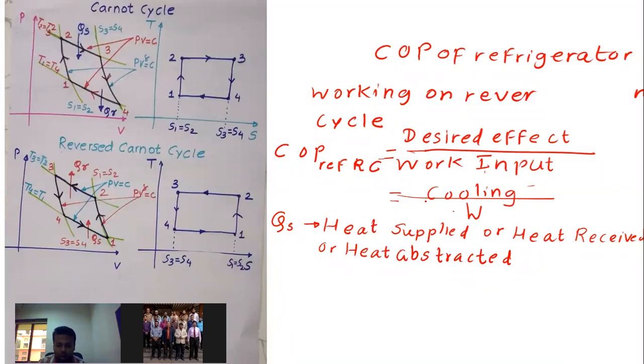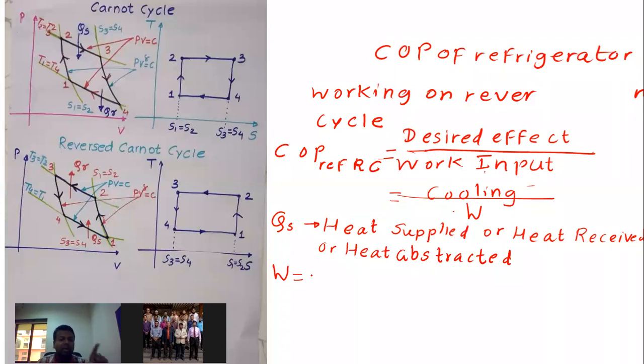How do you calculate the value of W, the work done? All of you know the formula for work done, right? What is the formula for work done? W is always the heat supplied minus the heat rejected. That is the basic formula for W. W is nothing but work.